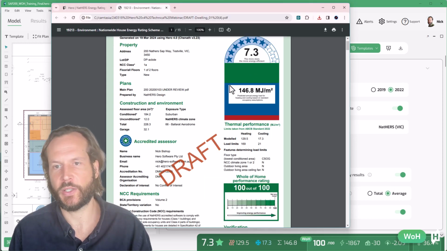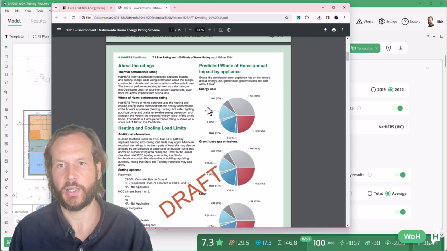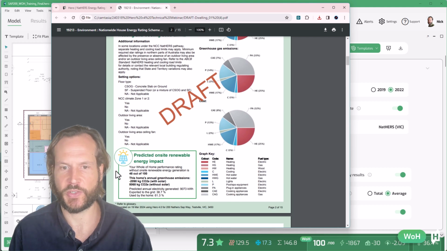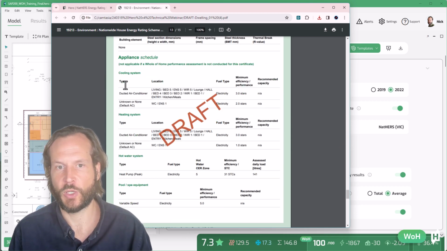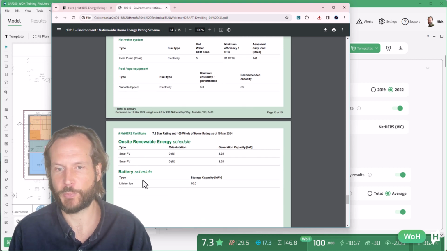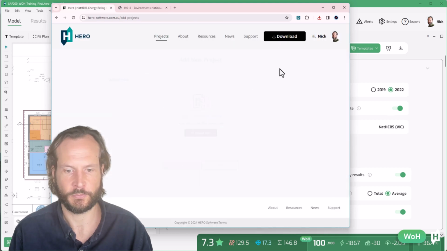And we'll see it is the new whole of home certificate type, where you see your whole of home rating and the whole of home scale. And on the second page, you'll see some whole of home charts, as well as some additional whole of home information. And then at the end of the certificate, you'll see your appliance schedule, where your cooling, heating, hot water, pool, and any solar PV and battery systems are shown too.